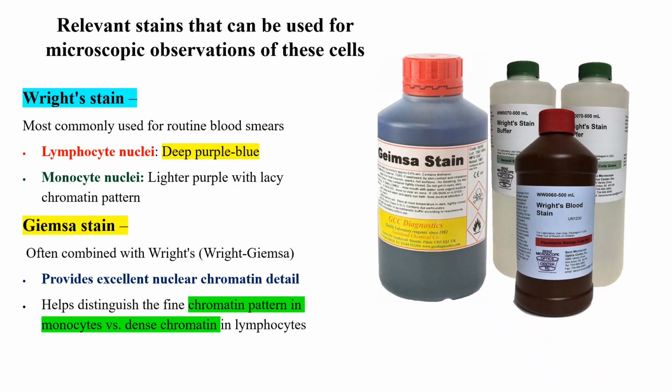Giemsa stain is often combined with Wright stain to create what we call Wright-Giemsa stain. This combination provides excellent nuclear chromatin detail, which is particularly helpful when you need to distinguish between the fine lace-like chromatin pattern you see in monocytes versus the dense, compact chromatin pattern characteristic of lymphocytes. These staining differences are crucial for accurate cell identification and can make the difference between a correct and an incorrect cell count in clinical diagnosis.